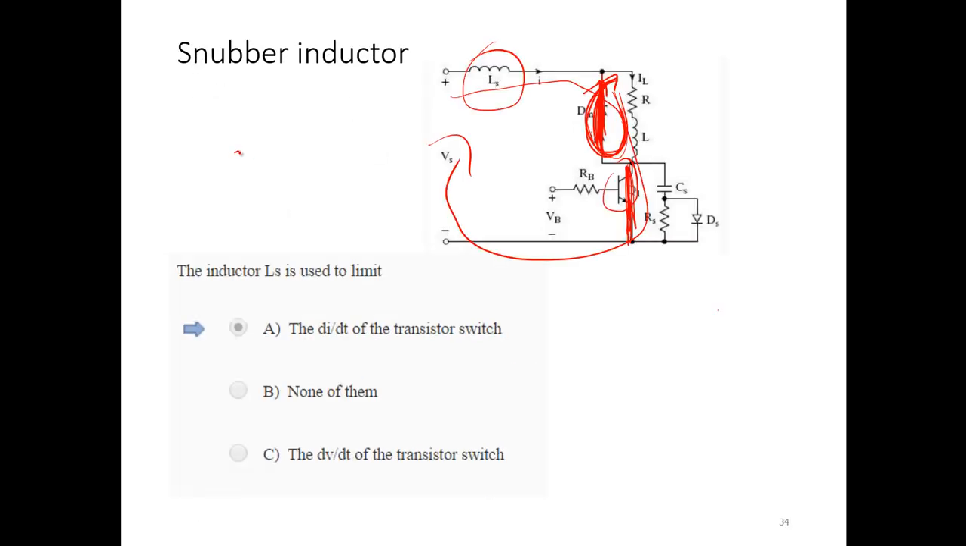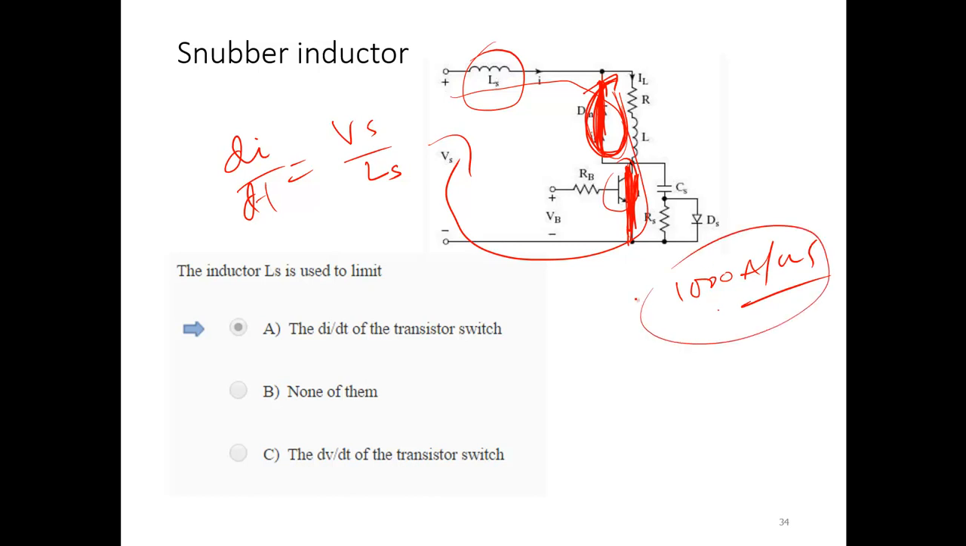The dI/dt is instantaneously Vs by Ls, and you should make sure the dI/dt is lower than what the transistor can handle, so the transistor is not damaged. Okay, so if the transistor can handle 1000 amps per microsecond, you have to make sure you protect it, so that dI/dt is less than 1000.